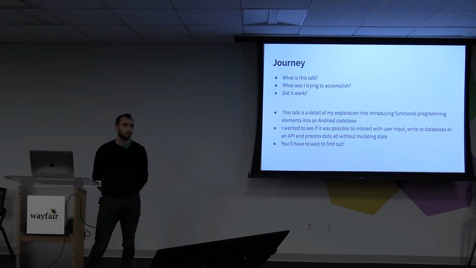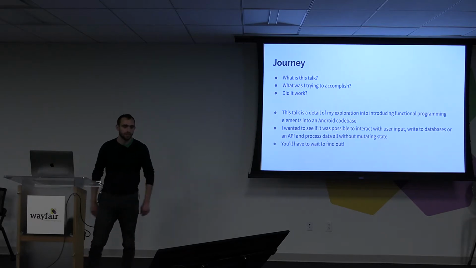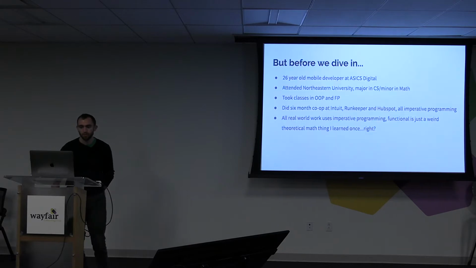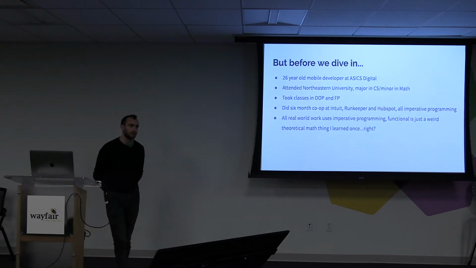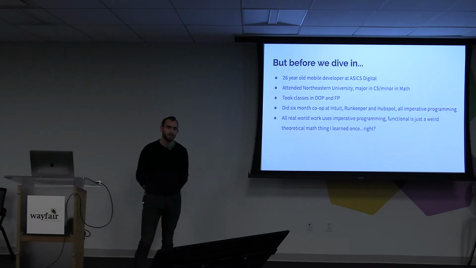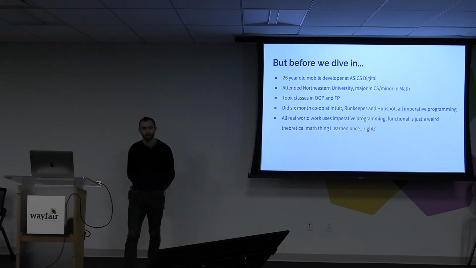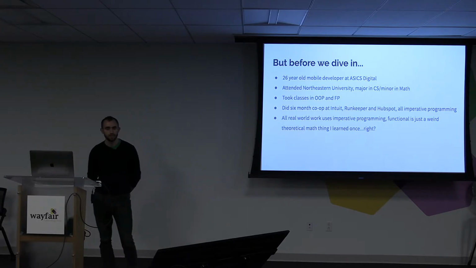I'll give you my answer, but I'm going to lay out everything that I ran into, and you can decide for yourselves. But before we go into that, I think it's important to know my background and where I'm coming from. So I'm 26 years old. I'm a mobile developer at A6 Digital, which was formerly Runkeeper. I went to Northeastern University and graduated with a CS degree.